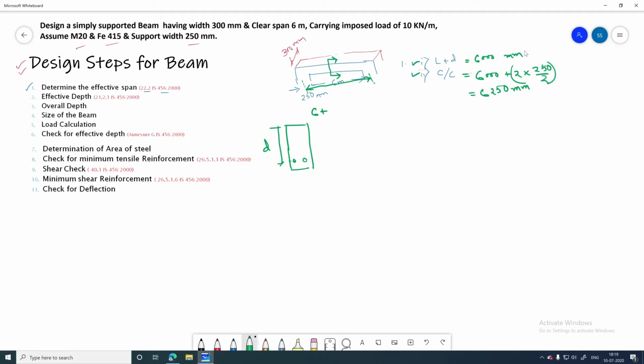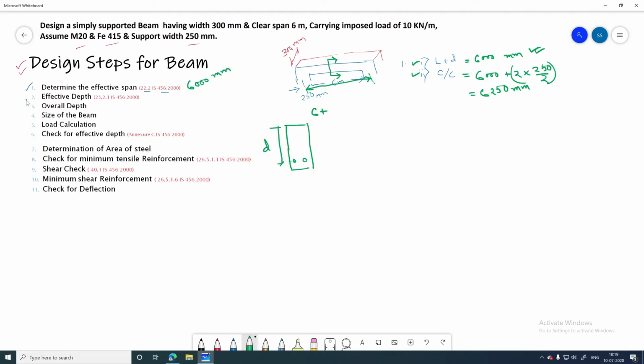As per the clause, we need to consider the minimum of these two values. Which one is minimum? This one is minimum till now. So we will consider this 6000 mm as the effective span. So point 1, we get here 6000 mm.